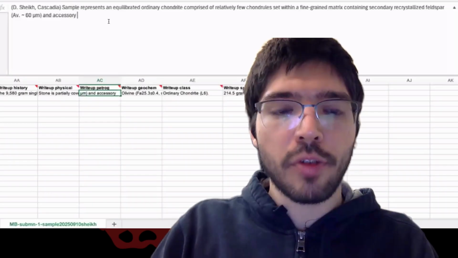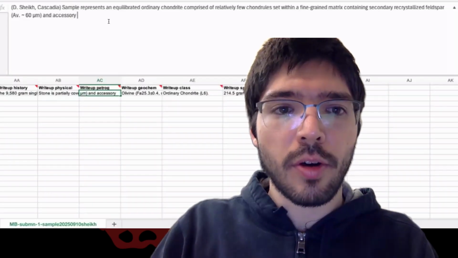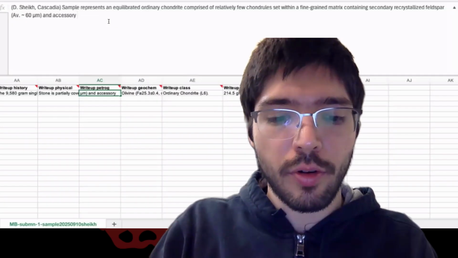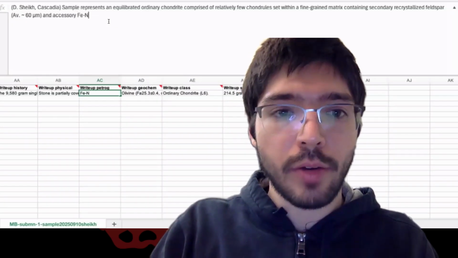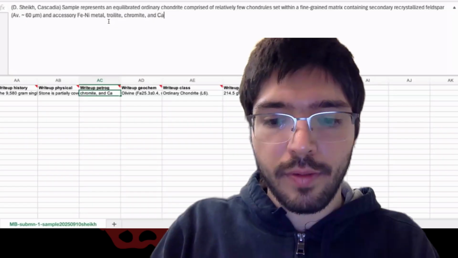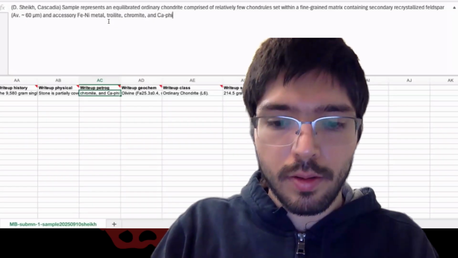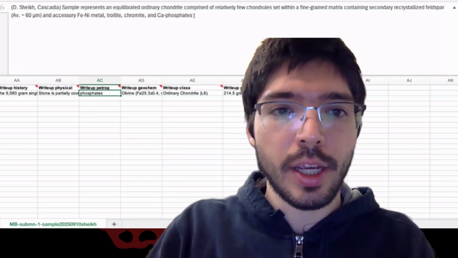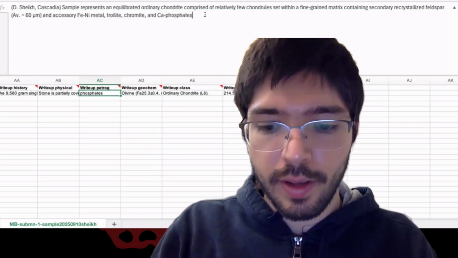And here I'm also listing the accessory phases. Art asked earlier about reporting the phases that we observed. So we observed iron, nickel, metal. We observed troilite. We observed chromite. And we observed calcium phosphates. This could be a mix of things like chlorapatite or merrillite, but here I'm just saying that they're both calcium phosphates.